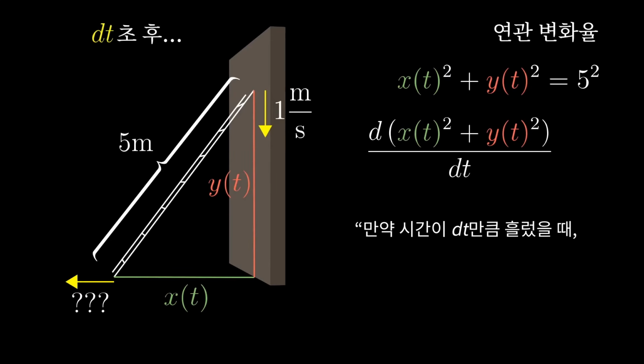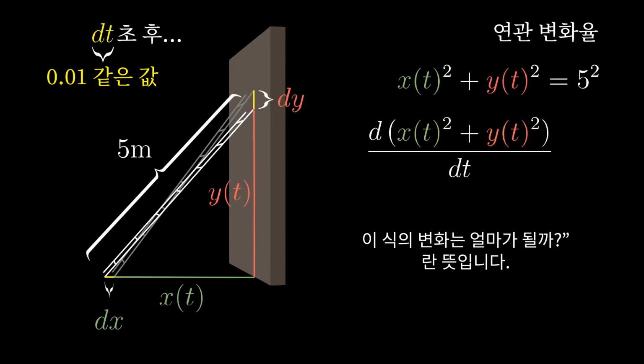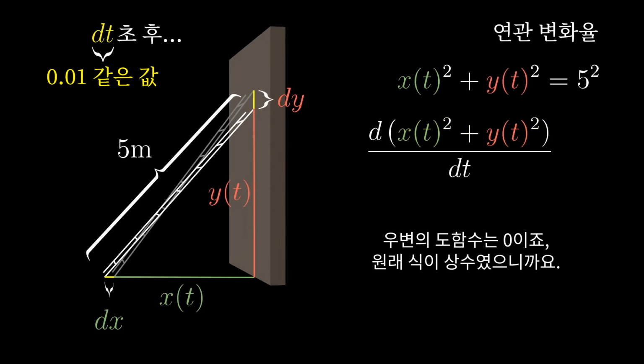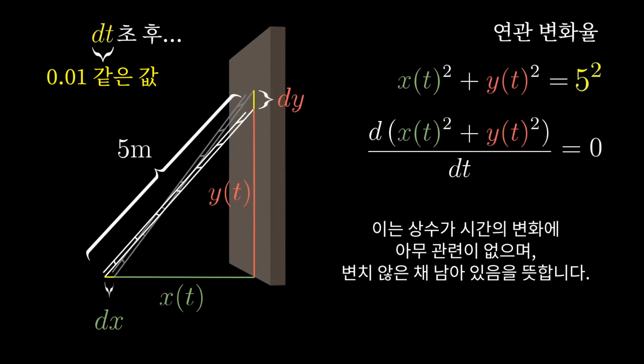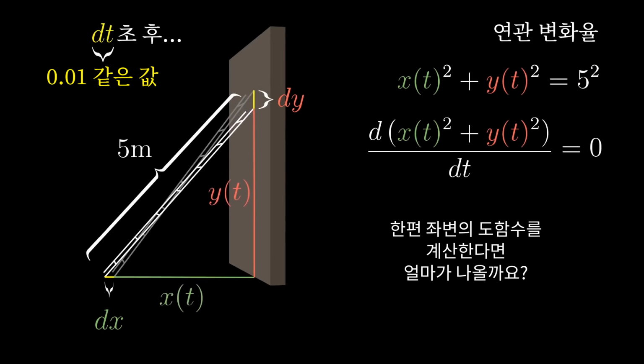if I let a little bit of time pass, some small dt, which causes y to slightly decrease and x to slightly increase, how much does this expression change? On the one hand, we know that that derivative should be 0, since the expression is a constant, and constants don't care about your tiny nudges in time, they just remain unchanged. But on the other hand, what do you get when you compute this derivative?